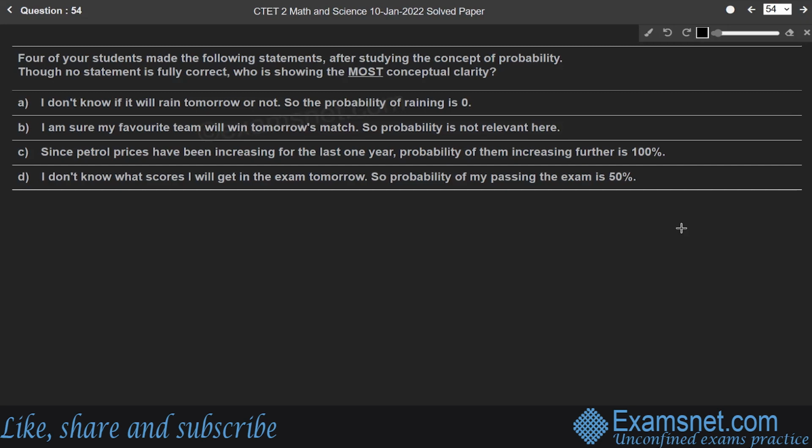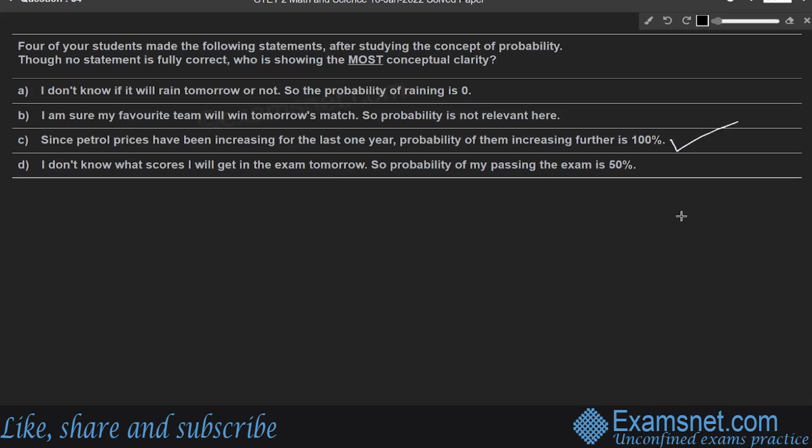Here, probability is not the exact truth. It is just guessing or assuming the outcome based on the current or previous factors. Based on experience or previous happenings, one assumes that an incident may happen. Since petrol prices have been increasing for the last 1 year, the probability of them increasing further is 100%, is also a probability. Hence, option C. So it may or may not become true, but the chance of an increase in prices is high. Therefore, option C is the right answer.